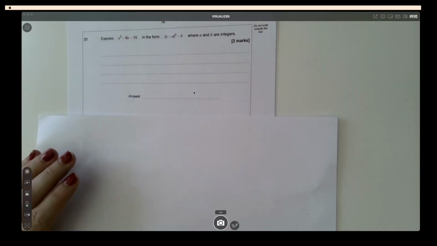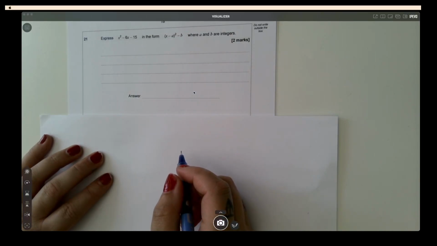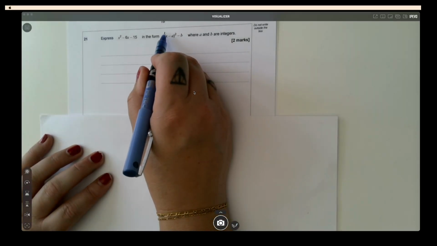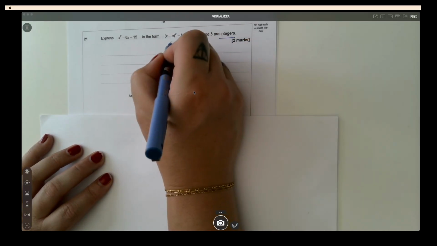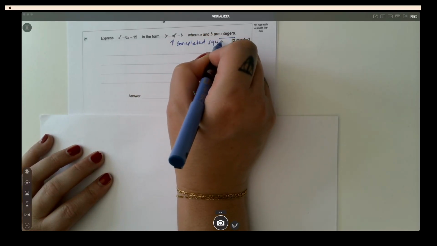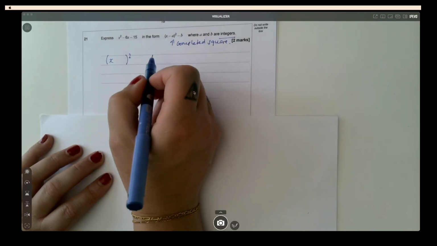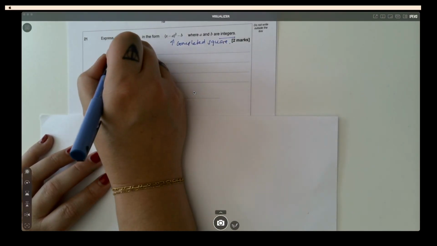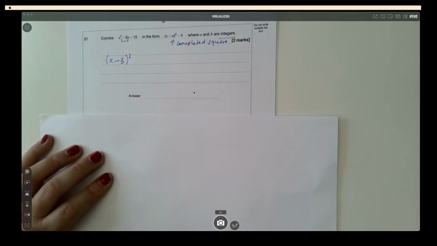Question 21. Express x squared subtract 6x subtract 15 in the form (x subtract a) squared subtract b, where a and b are integers. So this is completed square form. So we're going to complete the square. So inside the bracket goes half of the coefficient of the x term, this thing here. So half of -6 is -3.